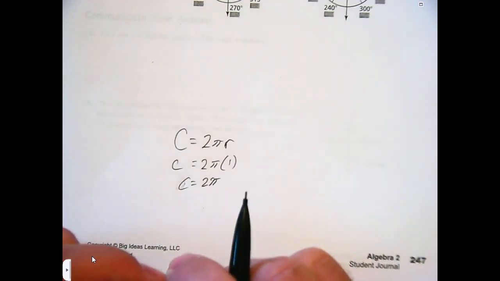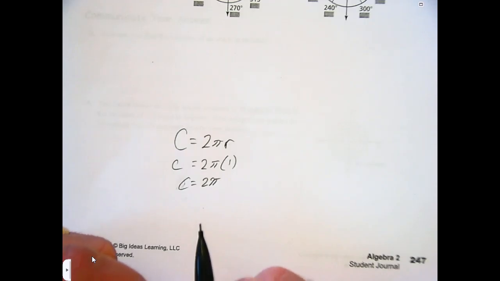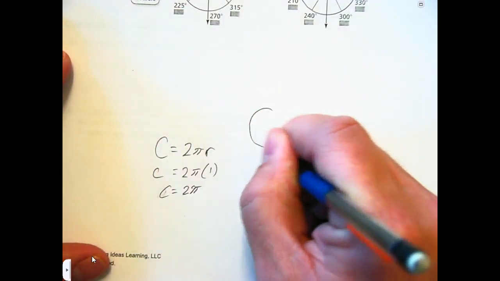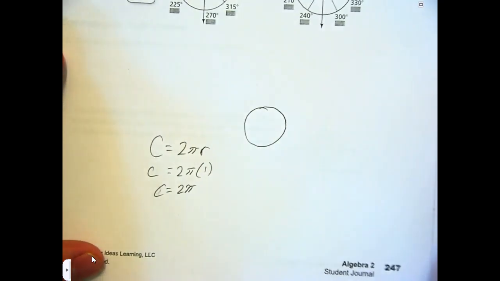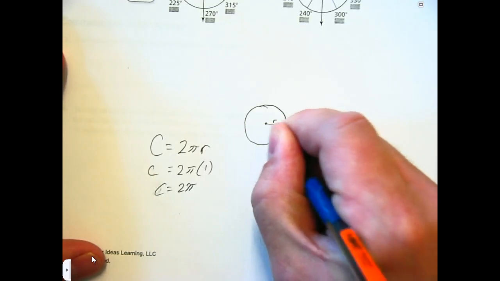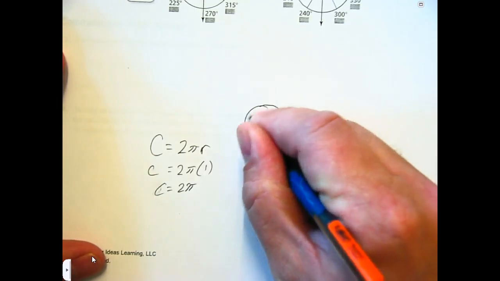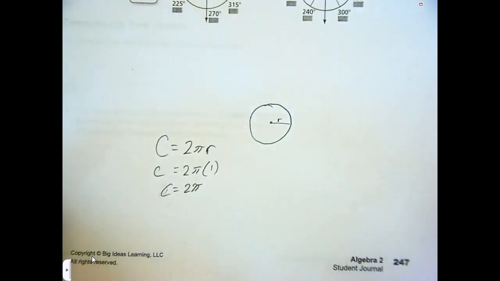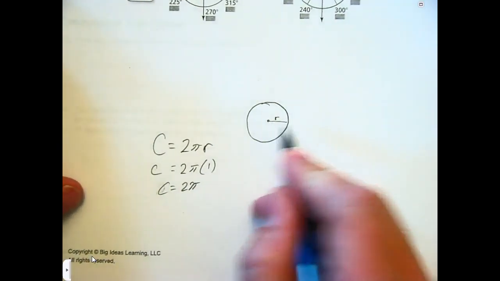Okay? So when I'm dealing with radians, which is what you're doing today, what you're actually doing is trying to figure out how many radiuses will fit around the outer edge of a circle. So if I have a circle, and I have a radius, I'm trying to figure out how many of these radii would fit around the outer edge. That is what you're doing when you're measuring in radians. You're measuring based upon the radius.